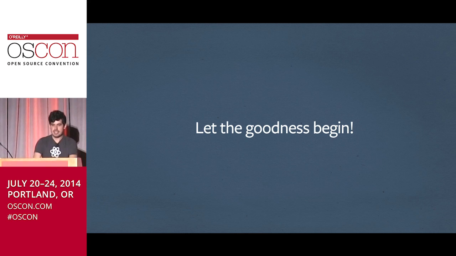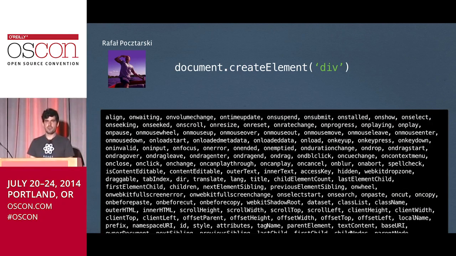Now we got it working and we understand why the diff algorithm works. And now we can start optimizing the hell out of it. So one of the main sources of slowness in a JavaScript application is the DOM.